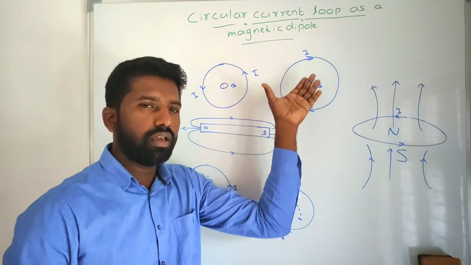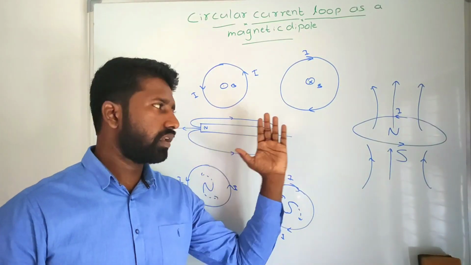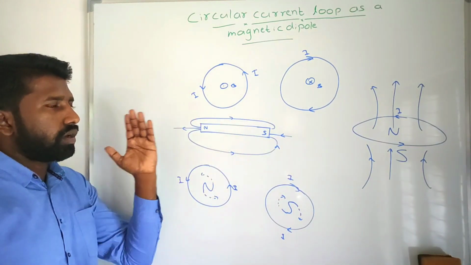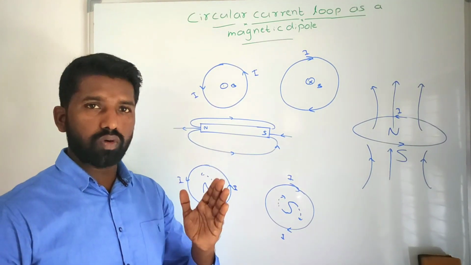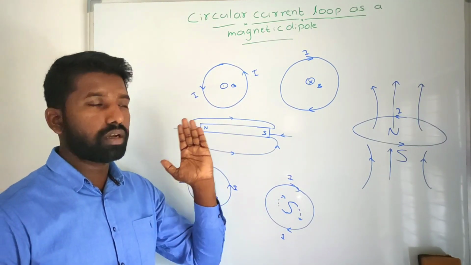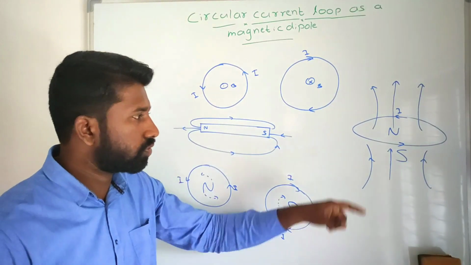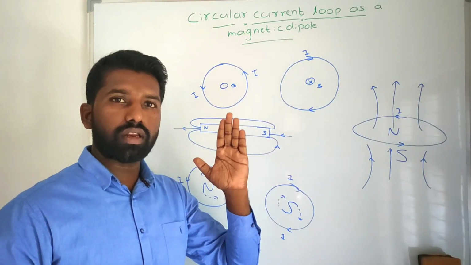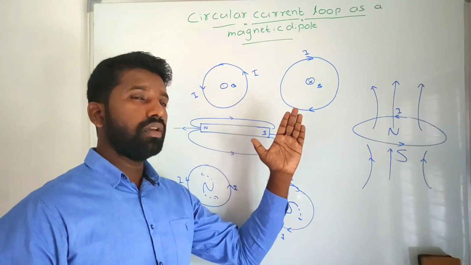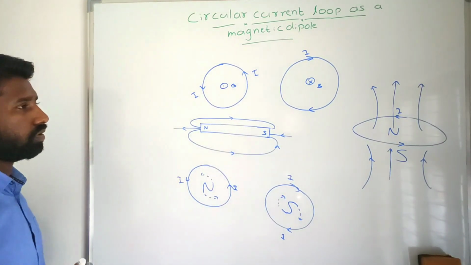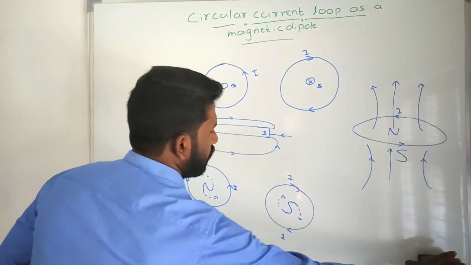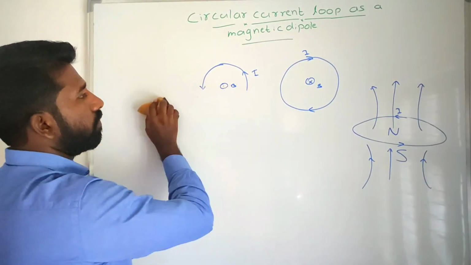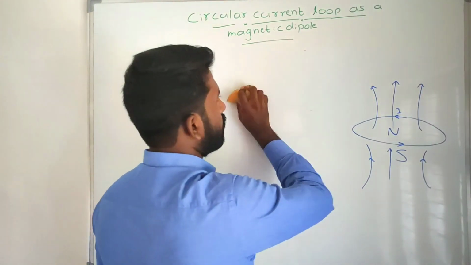So we can say that a current carrying circular loop acts like a magnetic dipole, or we can say that circulating current produces a magnetic dipole. So in the current carrying circular loop, the current is circulating. So we can say that circulating current produces a magnetic dipole. Okay, clear? So now we will see what is the behavior of the magnetic field produced by this dipole.